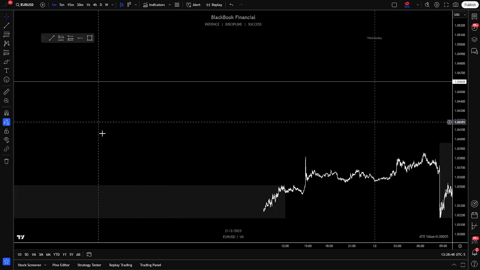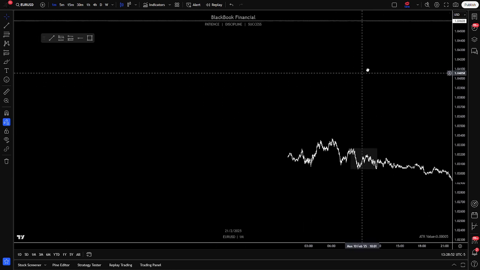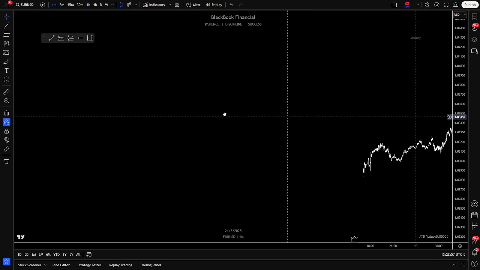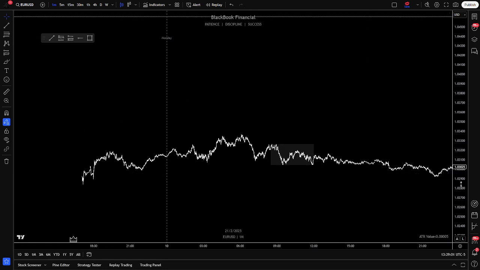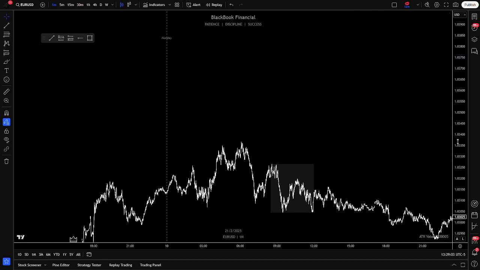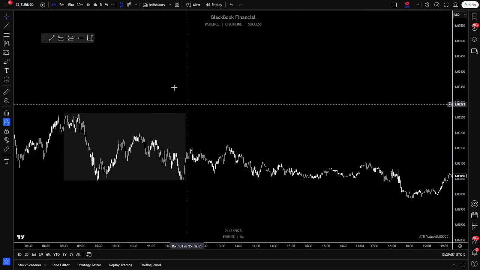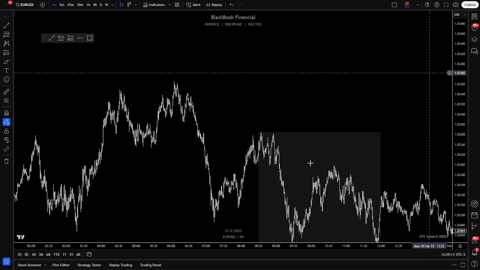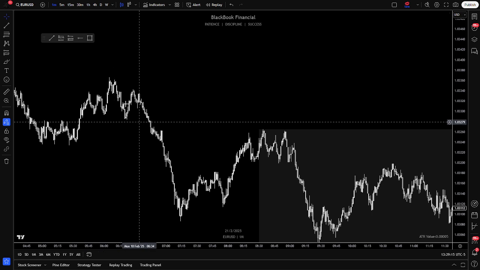So let's go all the way back here. Alright, beginning of time, right here. Here's our first trading day. Let's zoom in here. Alright, we can see this strong bearish movement down.